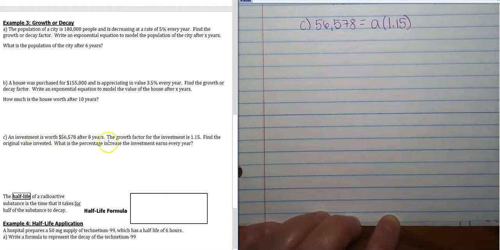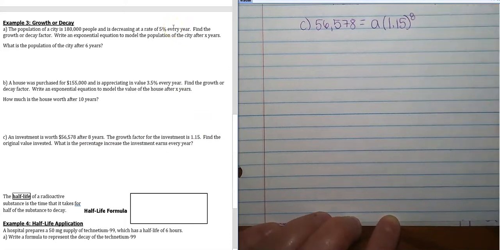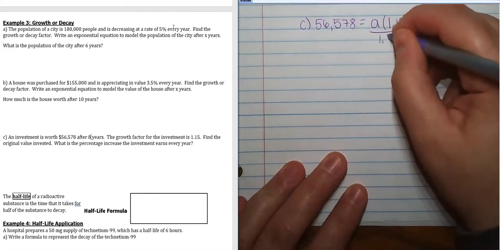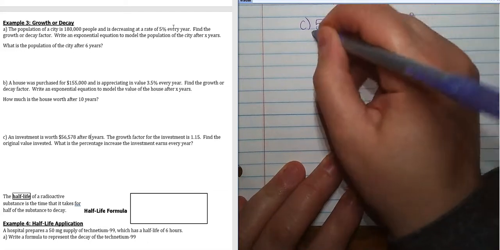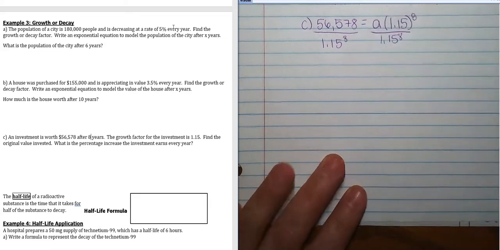The other thing that's a little different on this one, it says after 8 years. So we actually know the time as well. So this is going to be to the 8th power here. Okay, find the original value invested. So here's all we need to do. Since we're multiplying this by A, we need to divide both sides by 1.15 to the 8th power.